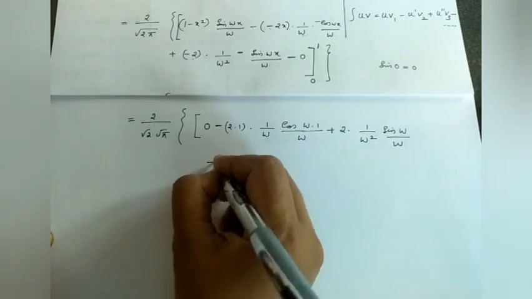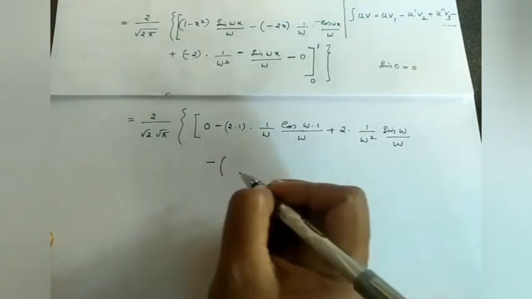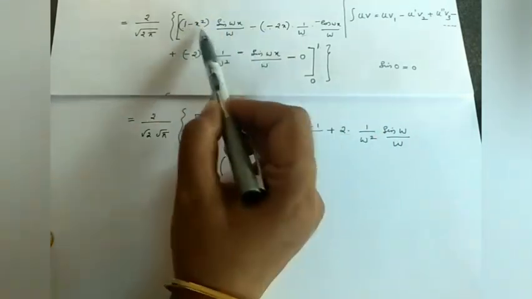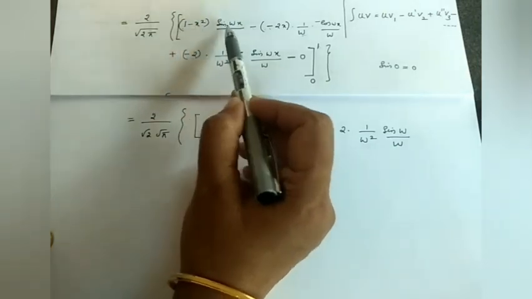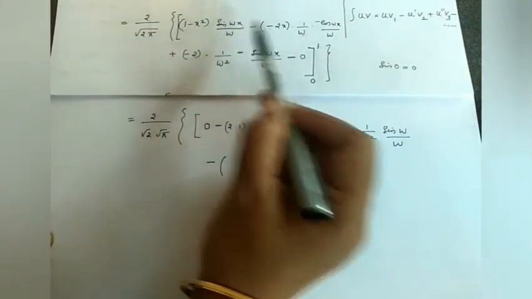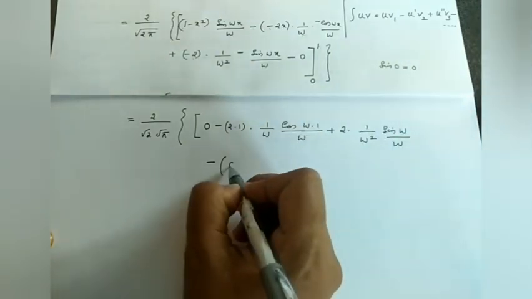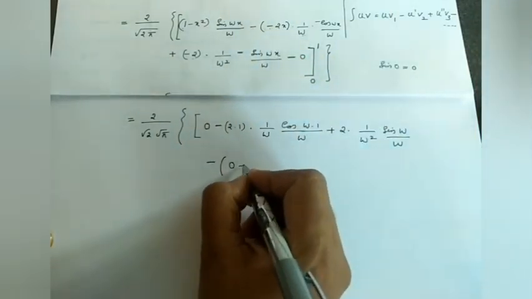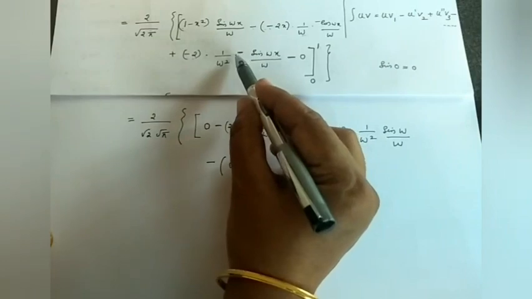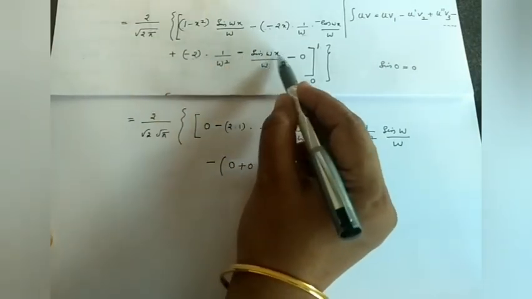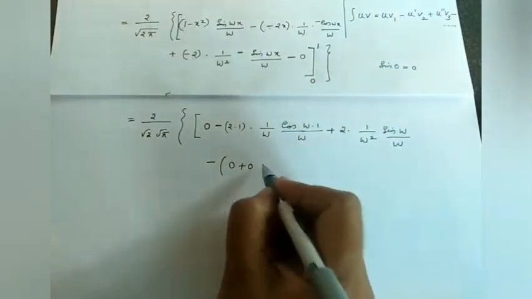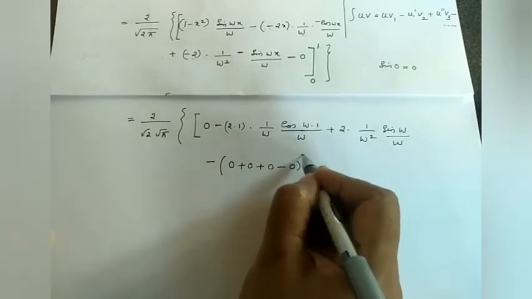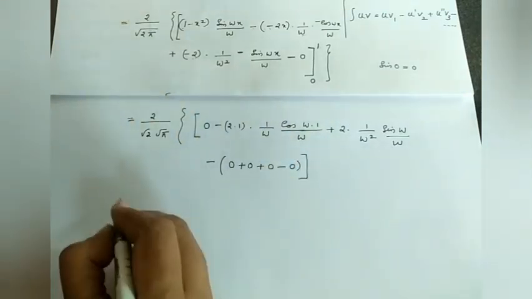Now applying the lower limit. Before applying the lower limit, we will put a minus sign, then a bracket. Then applying x to 0, that is 1, but here we have sin omega into 0, that is sin 0 is already 0. Therefore the first term becomes equal to 0. For the second term we have 2 into 0, that is also equal to 0. For the third term we have minus 2 into 1 by omega square minus into sin 0, that is again 0. Fourth term also 0. Therefore we have only 2 terms.